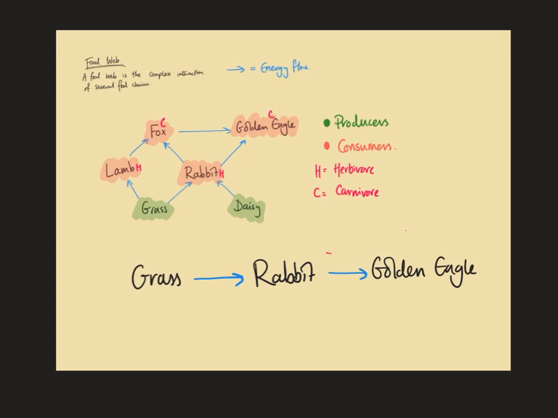And I'm going to introduce you to two last terms that you're probably familiar with, that is predator and prey. So in this food chain, the golden eagle is the predator. So it is a consumer that is hunting another consumer. And the rabbit in this case is the prey. So it is the thing that has been hunted and eventually eaten.